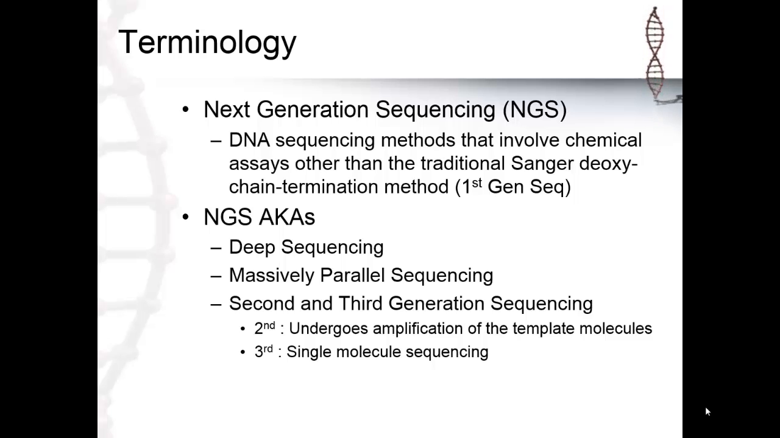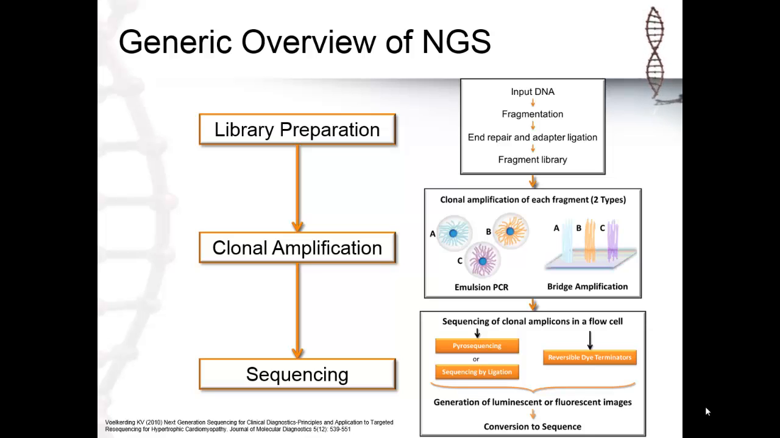Third-generation sequencing is also referred to as single-molecule sequencing, because it does not need to be amplified and sequences the single DNA molecule of interest. The basic steps are library preparation, clonal amplification if it is second-generation sequencing, and then the sequencing itself. After the sequencing is finished, the data must be processed and analyzed as well.